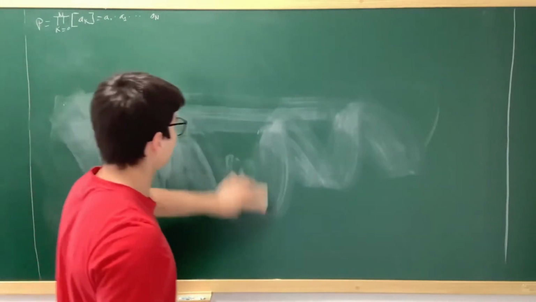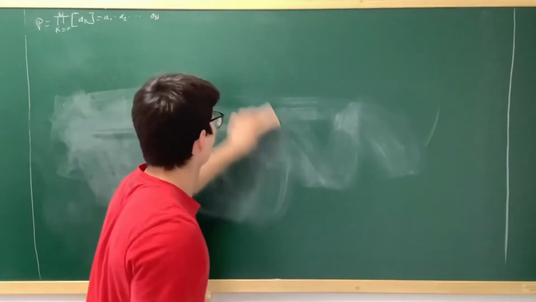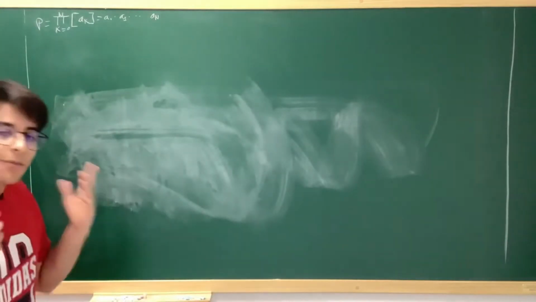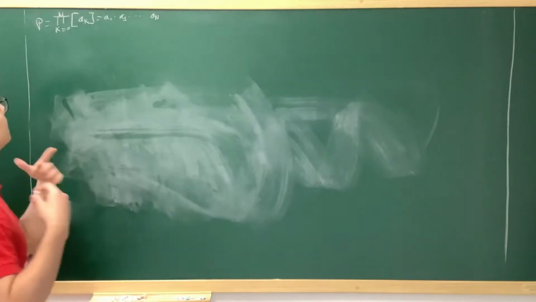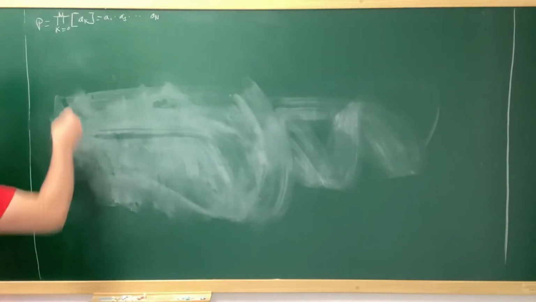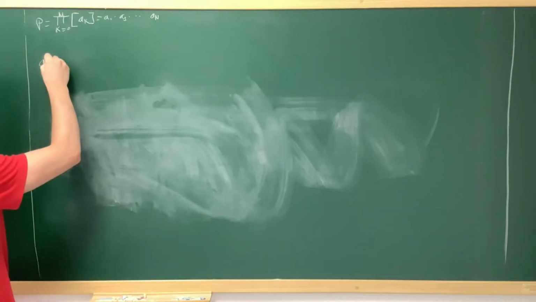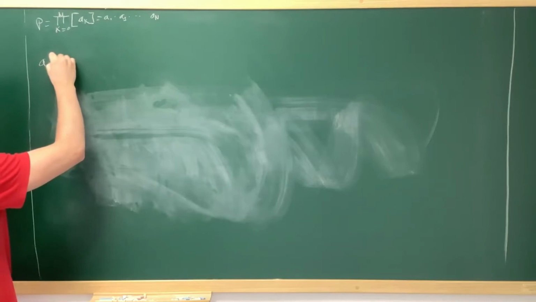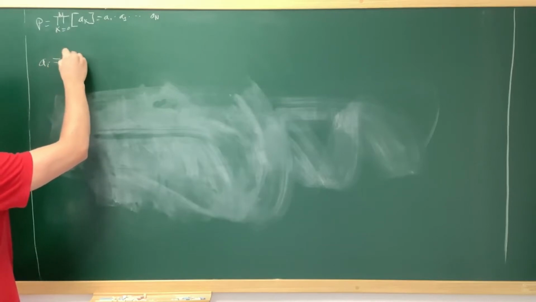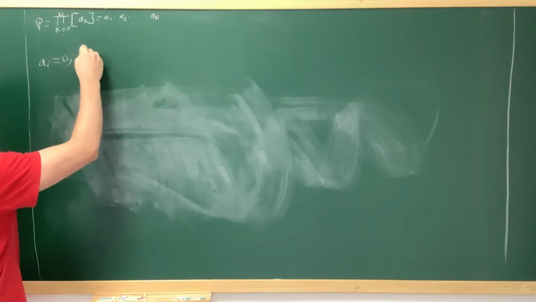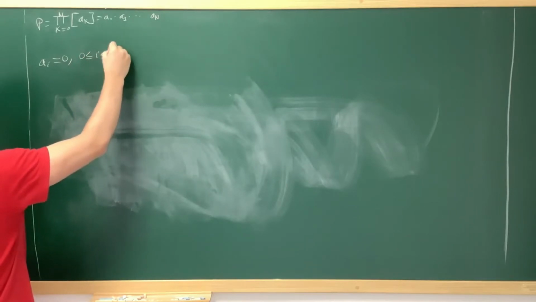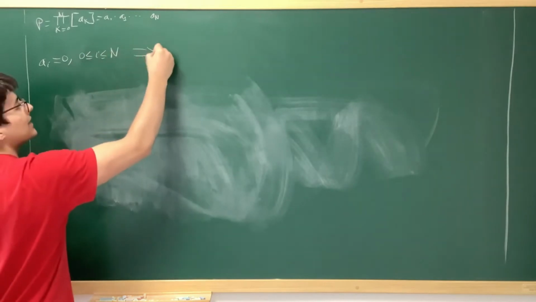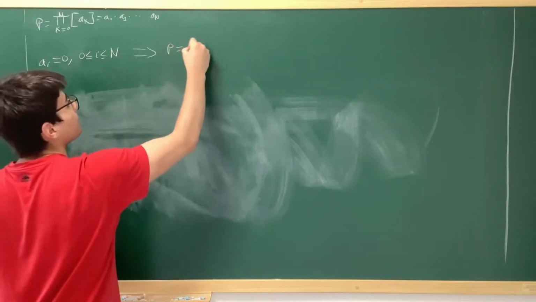Well, it's getting too dirty, but there are some properties that are really quickly deduced from the definition or from this expression. So what happens if we have some ai equals 0, where i is greater or equal than 0 and less or equal than n? Well, this implies that P equals 0.